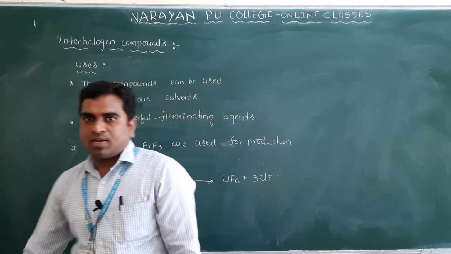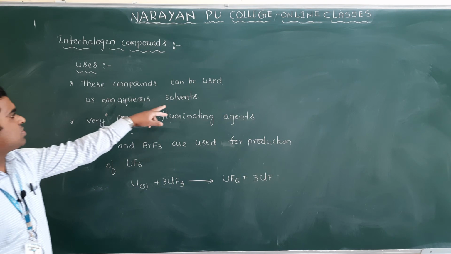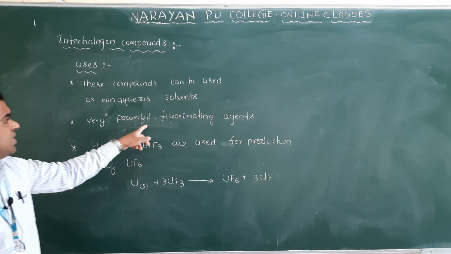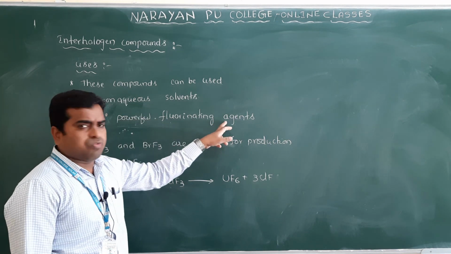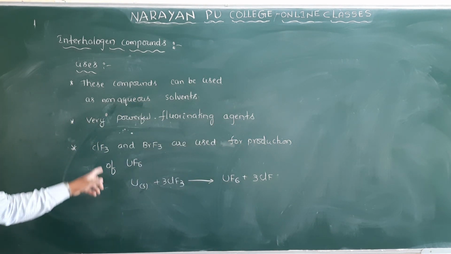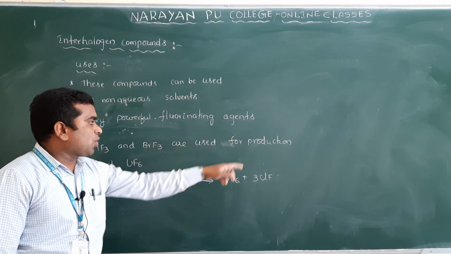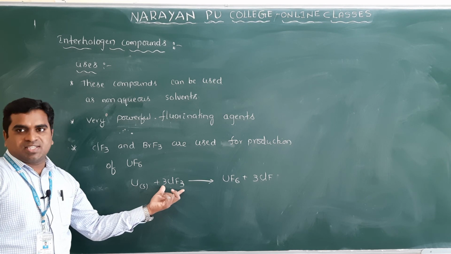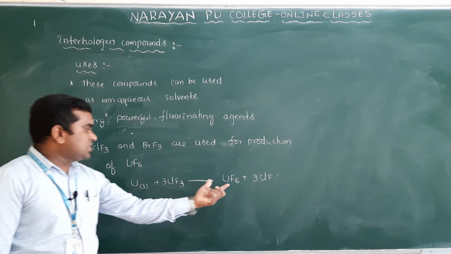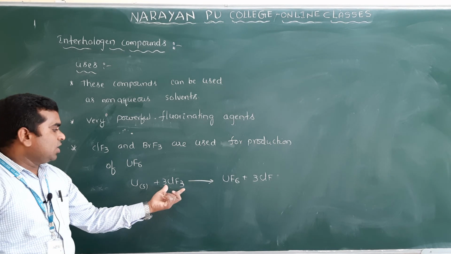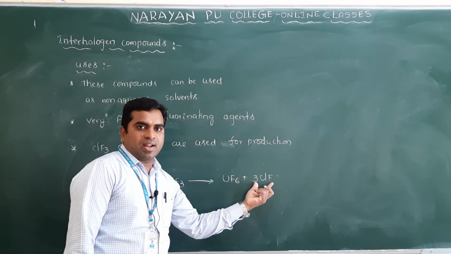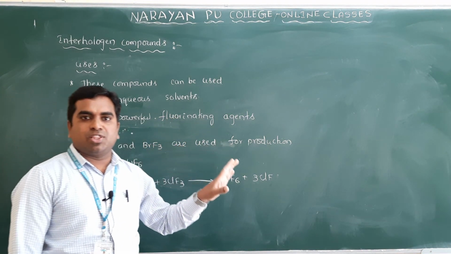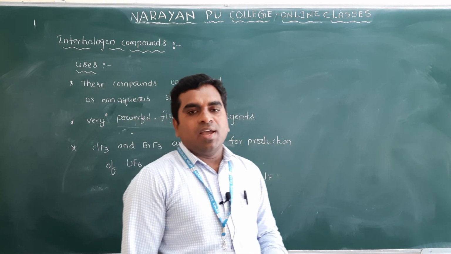So the last one here is uses. Clear? Interhalogen compounds are used mainly as solvents, and it is very important. They are used as powerful fluorinating agents. ClF3 and BrF3 are used for production of uranium hexafluoride. If uranium is treated with ClF3, it is converted into UF6, and the higher interhalogen is converted into a lower interhalogen compound. So very important, powerful fluorinating agents. And this is about the 17th group. In the next class we will start the 18th group.